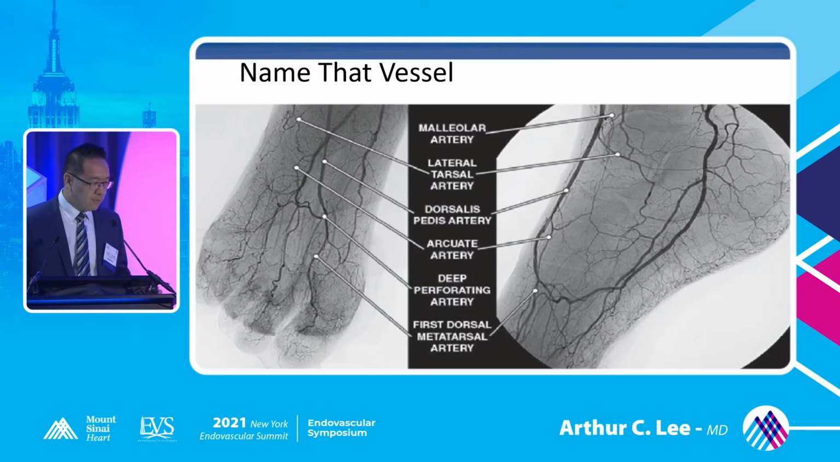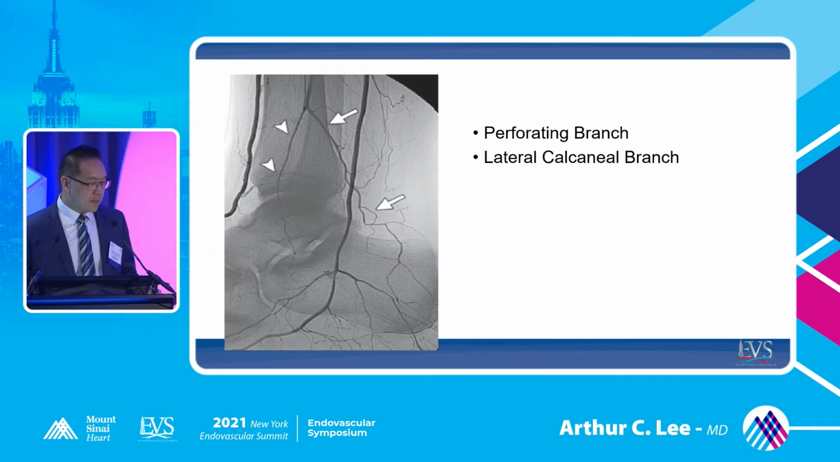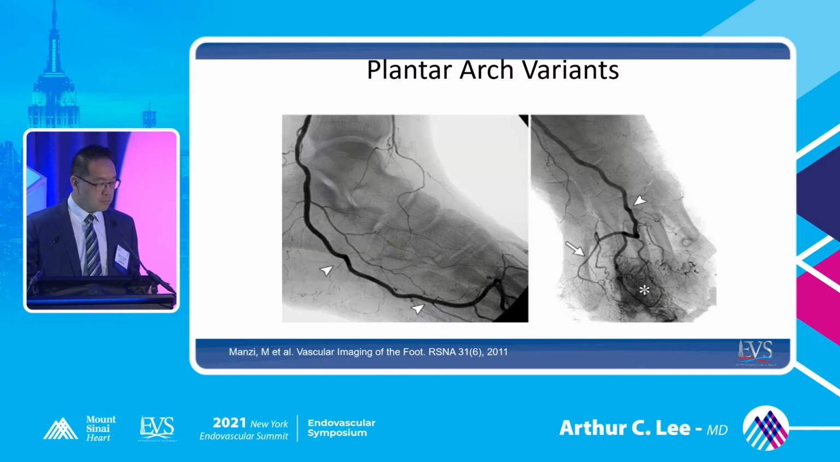Again, just for reference, some of the names of the vessels. This is from Marco Manzi's paper, looking at the different views. The peroneal artery has a perforating branch and a lateral calcaneal branch. What I didn't put in this talk, which I should have, was the communicating artery. If you go a little bit higher, usually there's an anterior communicating artery and a posterior communicating artery, and it goes from the peroneal artery into the posterior tibial and anterior tibial. So sometimes we use that to get into those if we want to use a transcollateral approach for intervention.